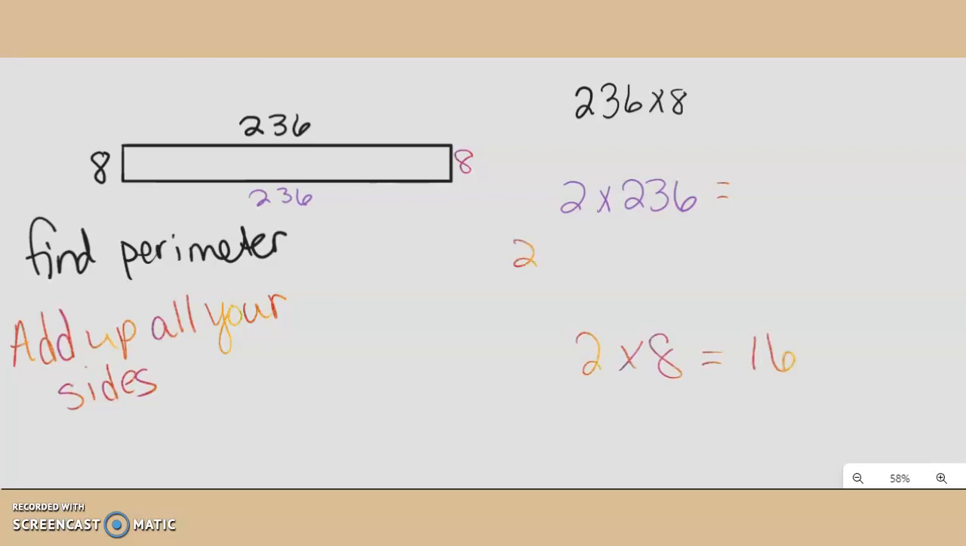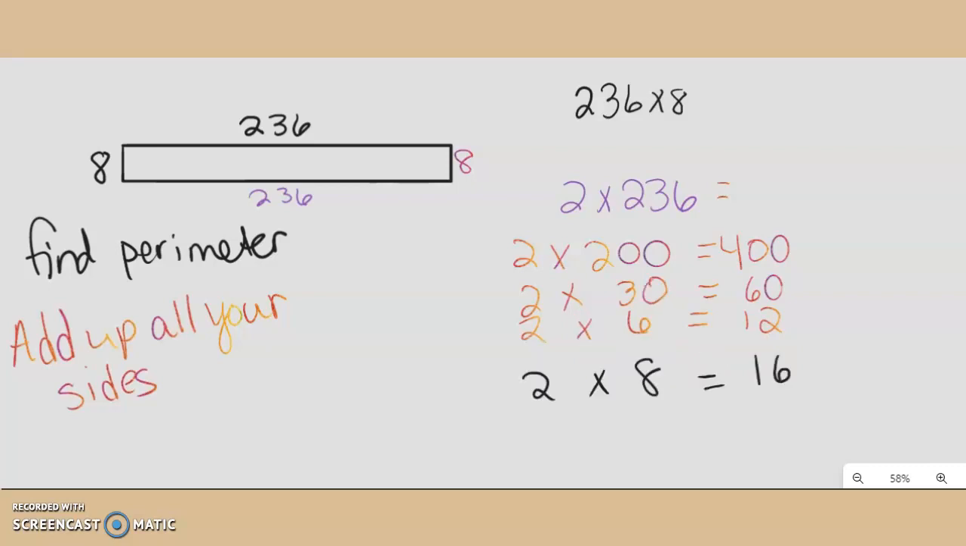So you know that 2 times 200 is going to be 400. You know that 2 times 30 is going to be 60. And then you know that 2 times 6 is going to be 12, plus the 2 times the 8. So now that you have the 2 times the 236 and the 2 times the 8, all you have to do is add all these together to figure out what the perimeter is going to be.